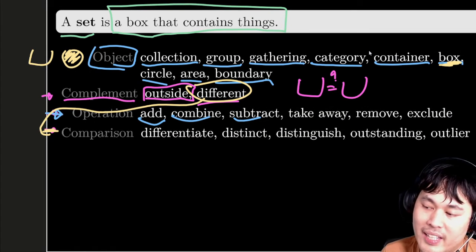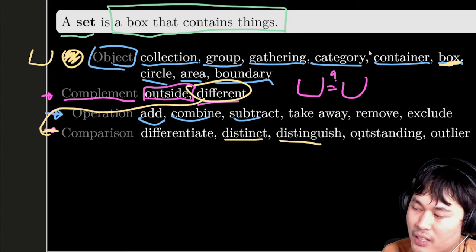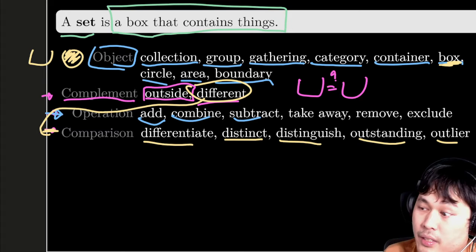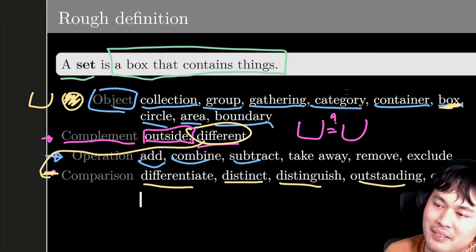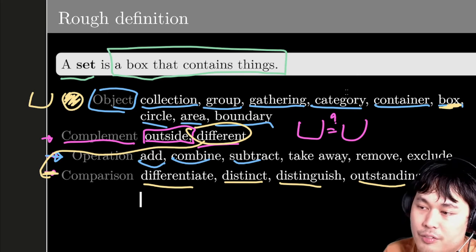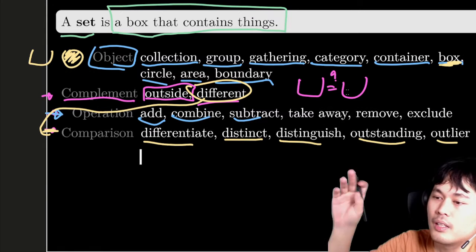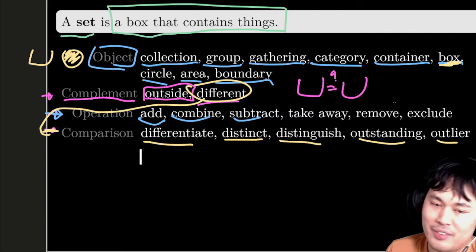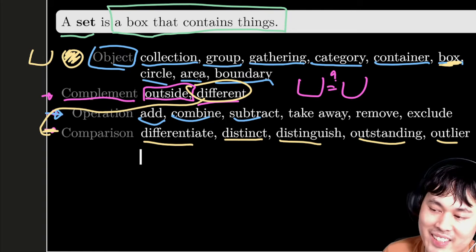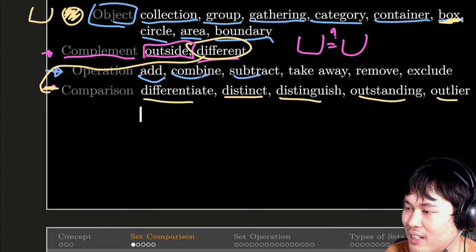Keywords like distinct, distinguish, outstanding, outlier, differentiate. Those are the keywords that hopefully will make you think about a set, or in this case, a box of things. So that's some rough definition. You don't have to memorize each of these words. But now we are hopefully ready.